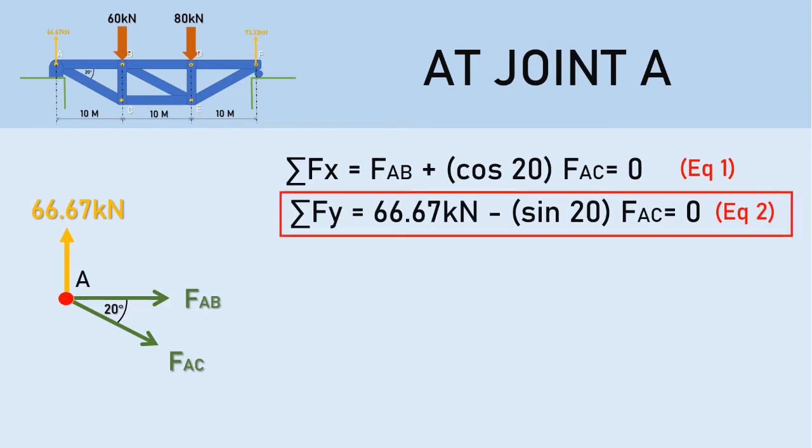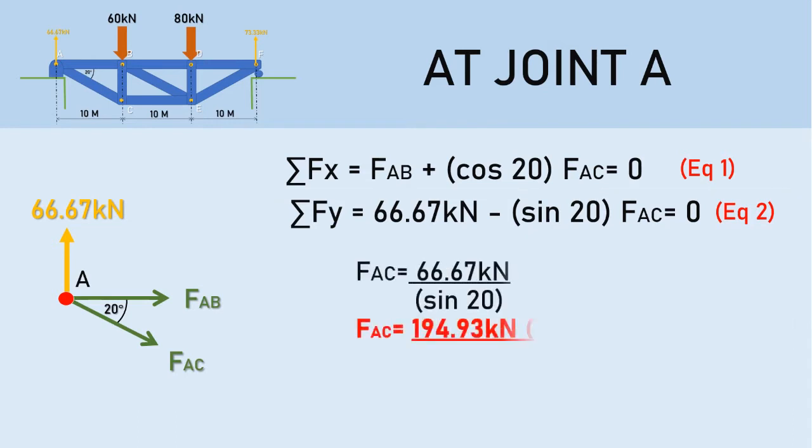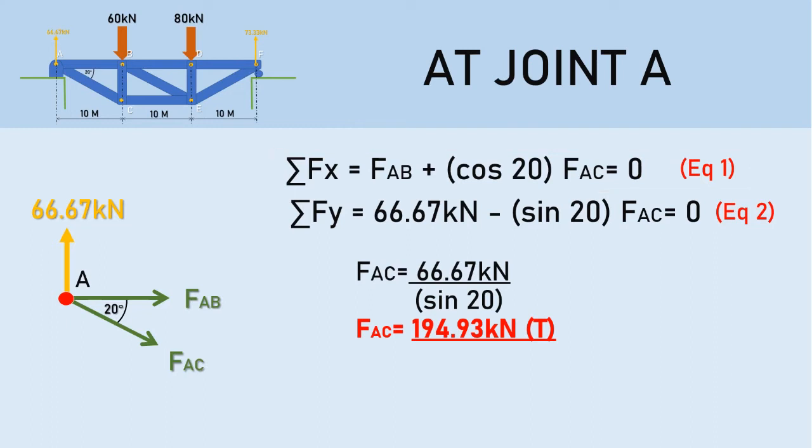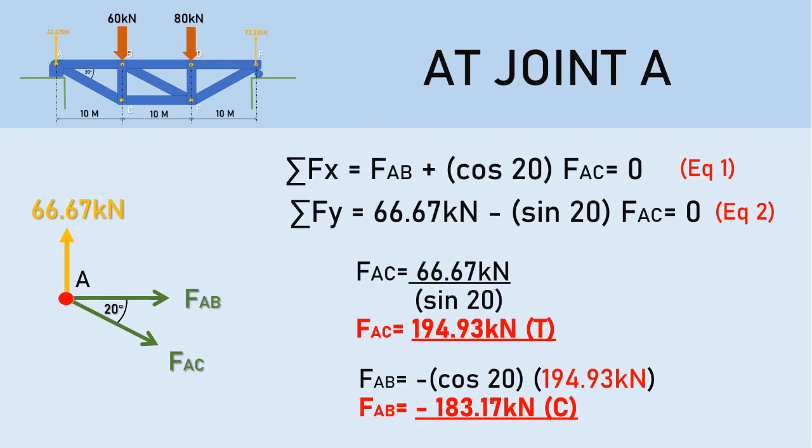Using this equation, we can solve for the force AC. So 66.67 kilonewton over sine 20 is equal to 194.93 kilonewton. This one is a tension force because it is positive. Now, substituting the value of FAC to equation 1, we can solve for the value of FAB. Negative cosine 20 times 194.93 kilonewton, which is equal to negative 183.17 kilonewton. So the negative here indicates compression.